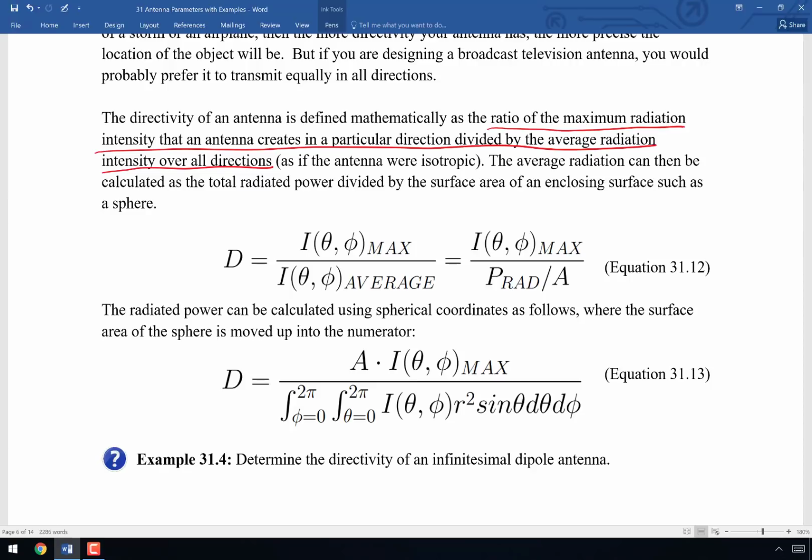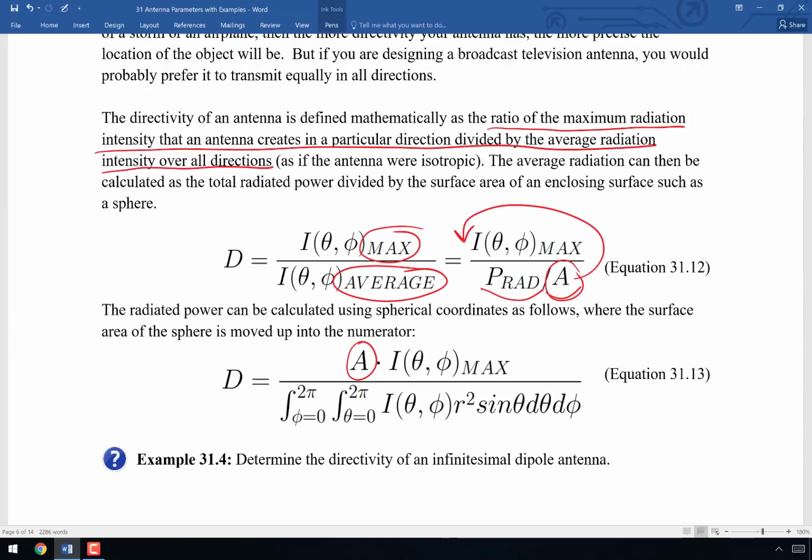So here we're taking the maximum value divided by the average value. And the average value is just the total radiated power divided by whatever area it is, like the area of a sphere that you would typically be doing the integration of that radiated power over. So typically we'll take this area and move it up into the numerator, because if it's in the denominator of the denominator, you put it in the numerator. So that's why this A appeared right here.